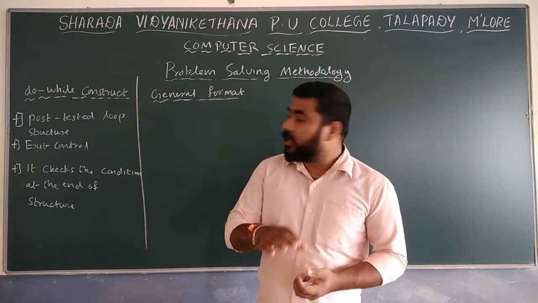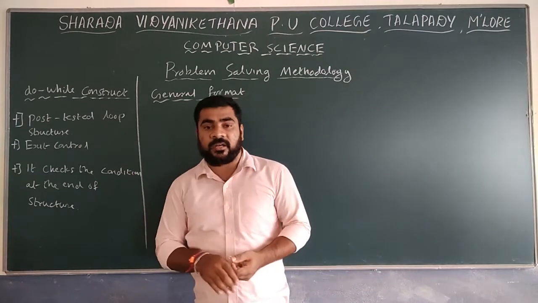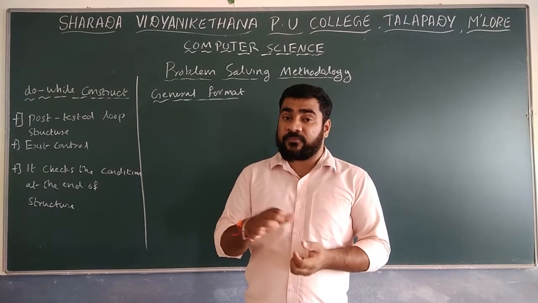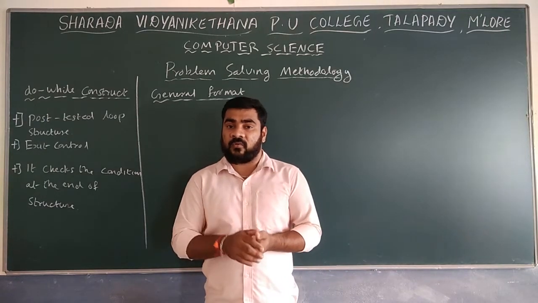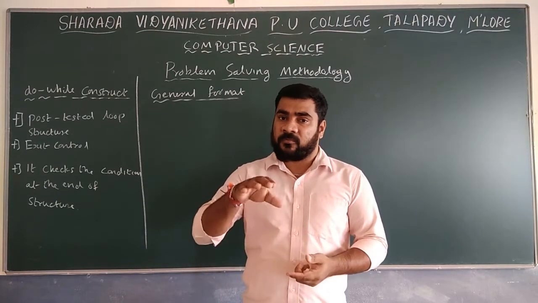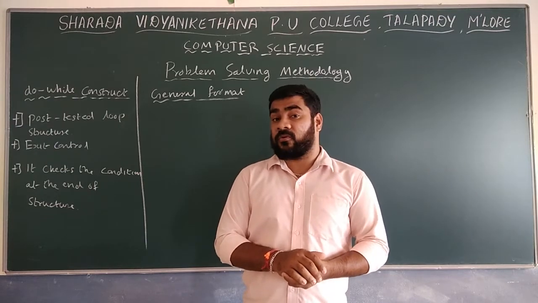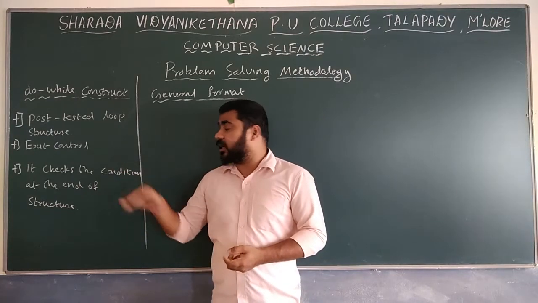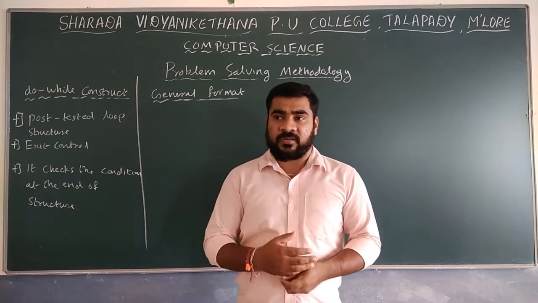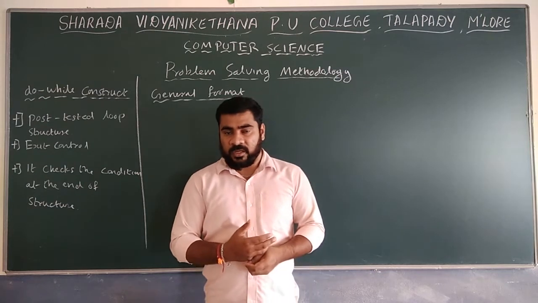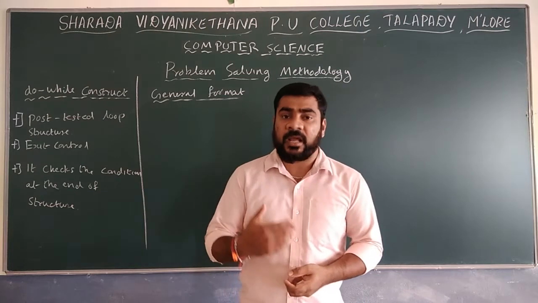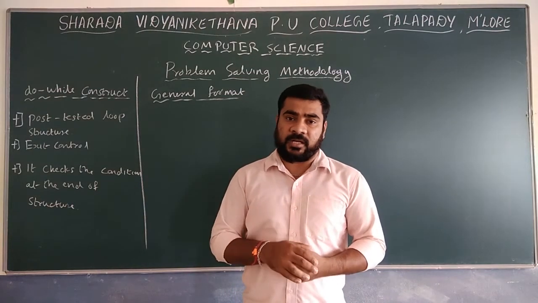The do while statement is known as a post-tested looping structure. The difference between while and do while: while is pre-tested, do while is post-tested. Post-tested is also known as exit control, whereas while is entry control. In the do while structure there are two keywords here, one is the do keyword and one more is the while keyword. The condition is checked at the end of the looping structure.